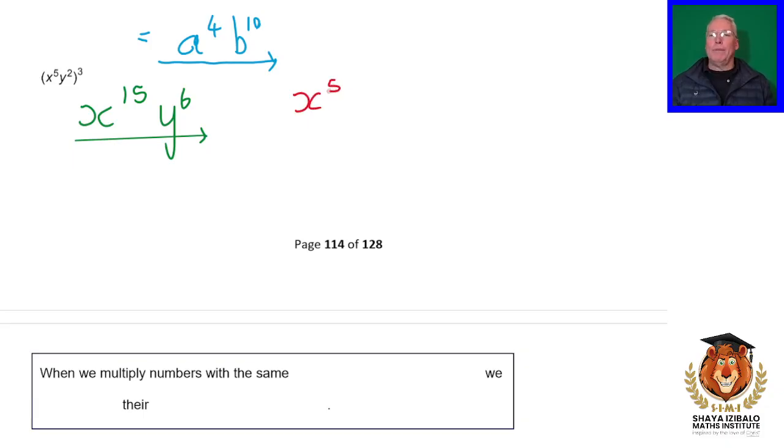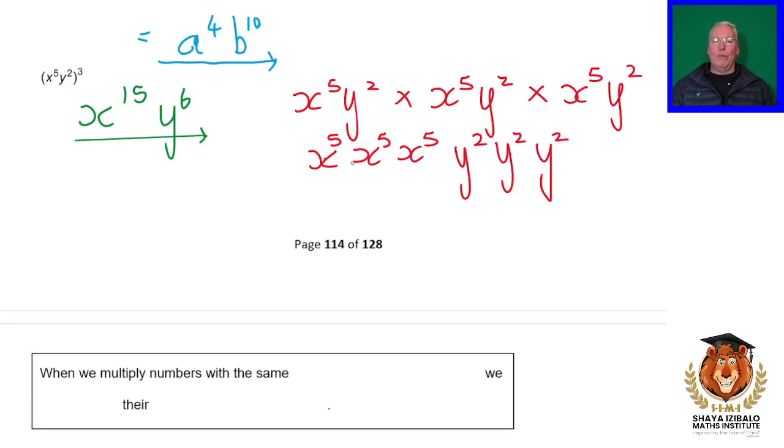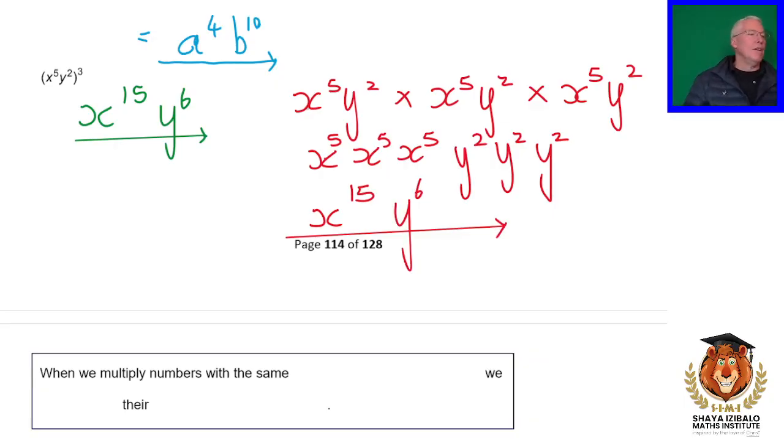When we cube something, it means multiply it by itself and then multiply it by itself again. So we've got x to the 5y squared times x to the 5y squared times one more x to the 5y squared. Okay, now let's bring all those x to the 5s together. So we've actually got x to the 5 times x to the 5 times x to the 5. And then we've got y squared, y squared, y squared. Okay, how many x's are there all together, multiplying together? They're actually 5 plus another 5 plus another 5. They are 15. The shortcut for that is x to the 15. How many y's are there all together? 2, 4, 6.